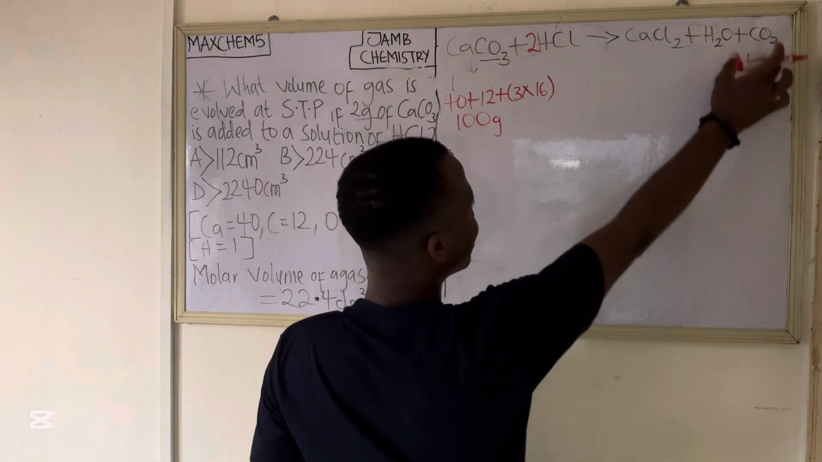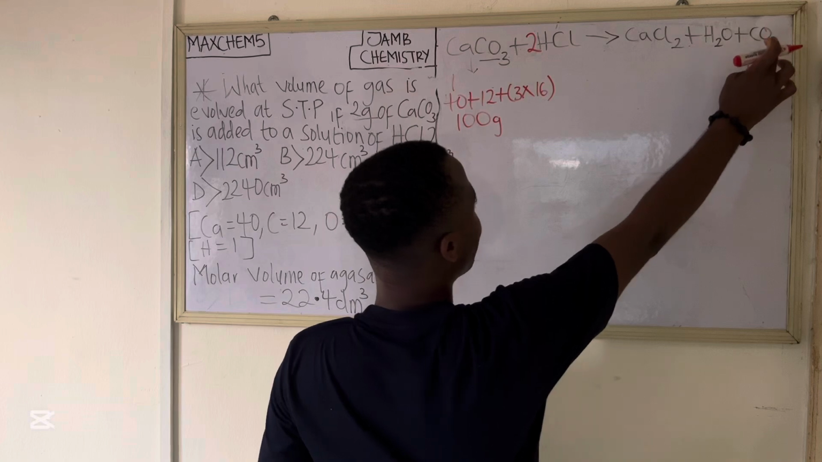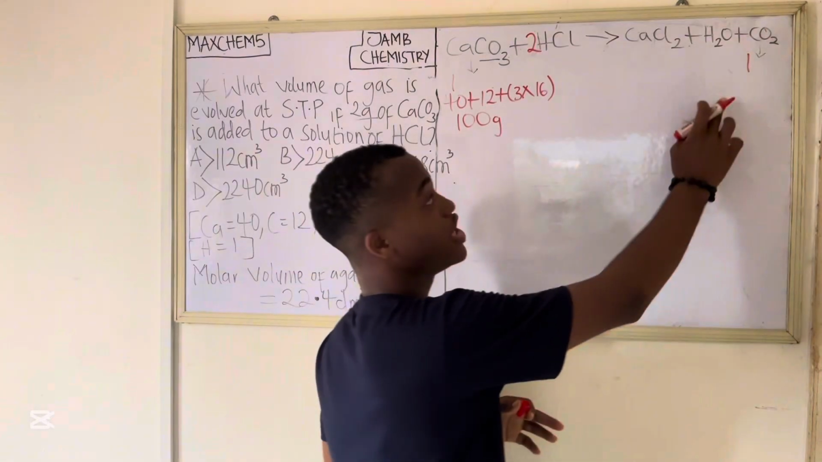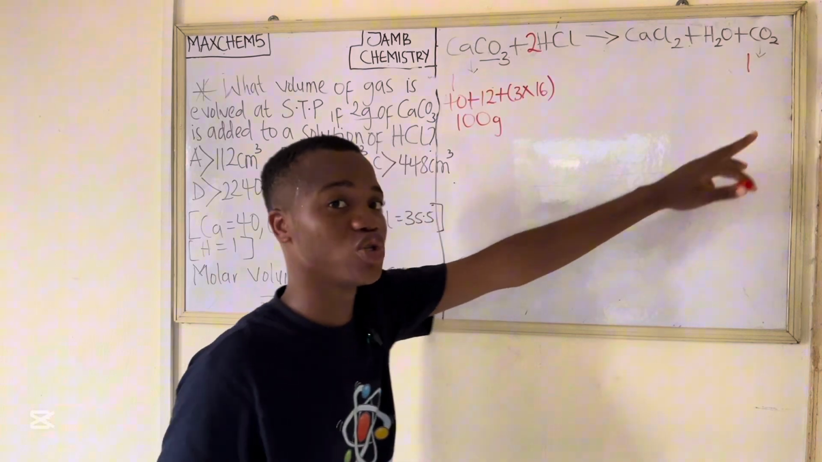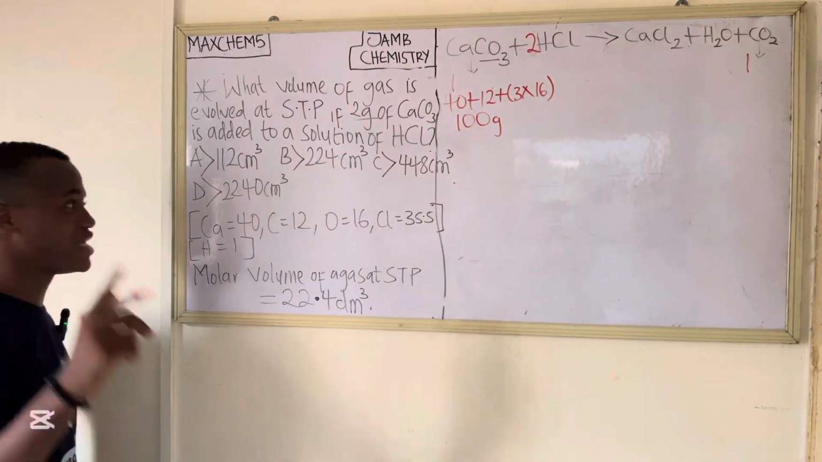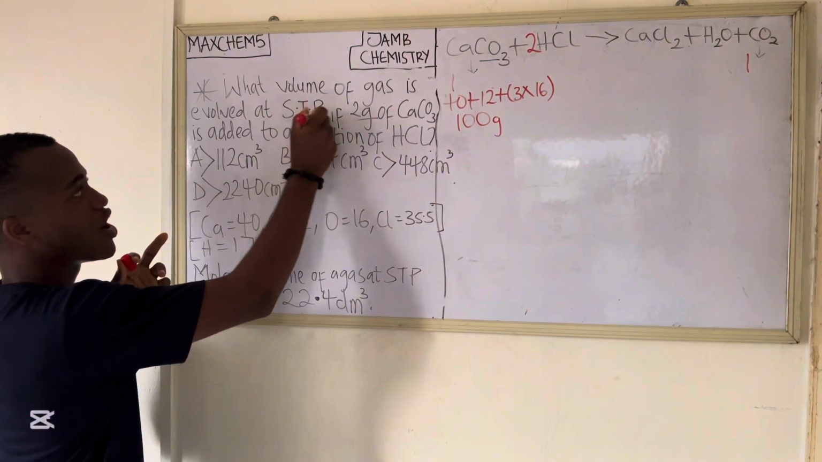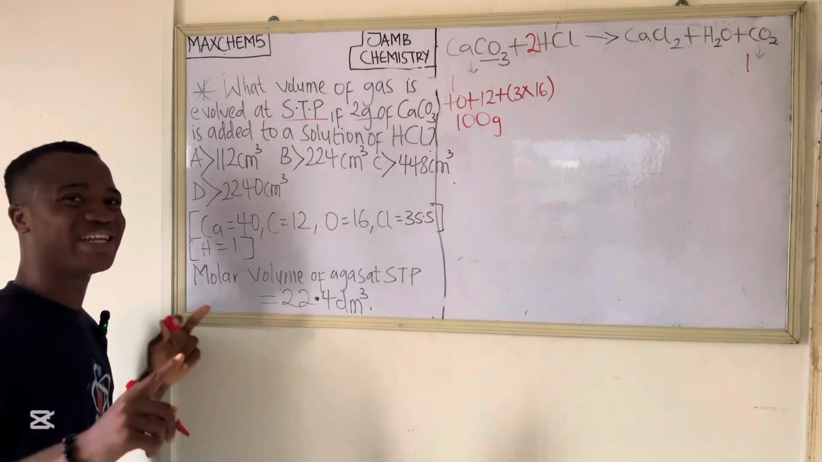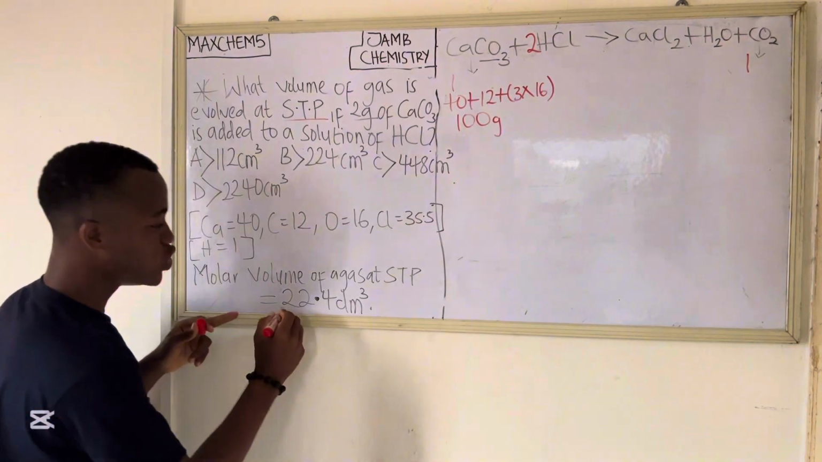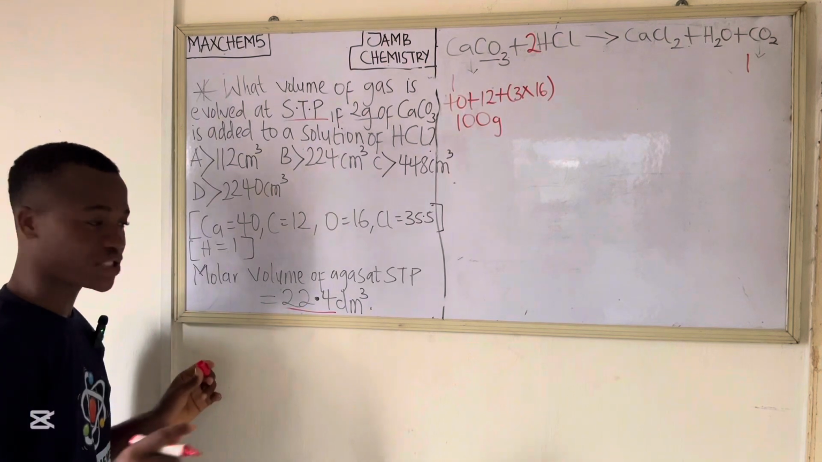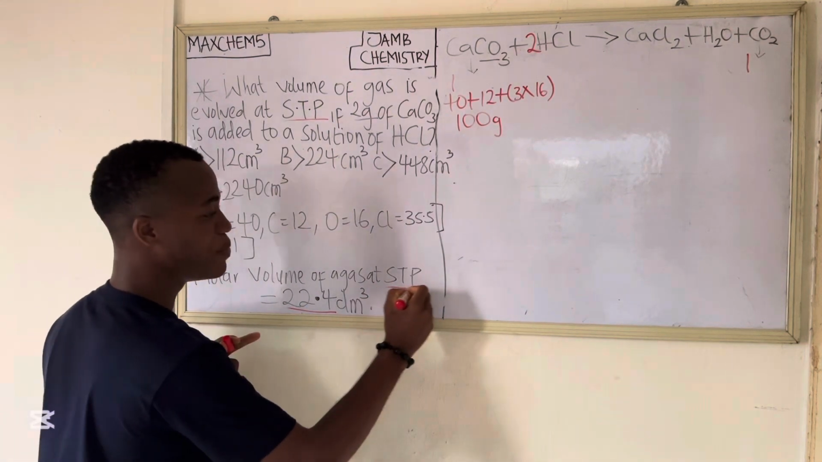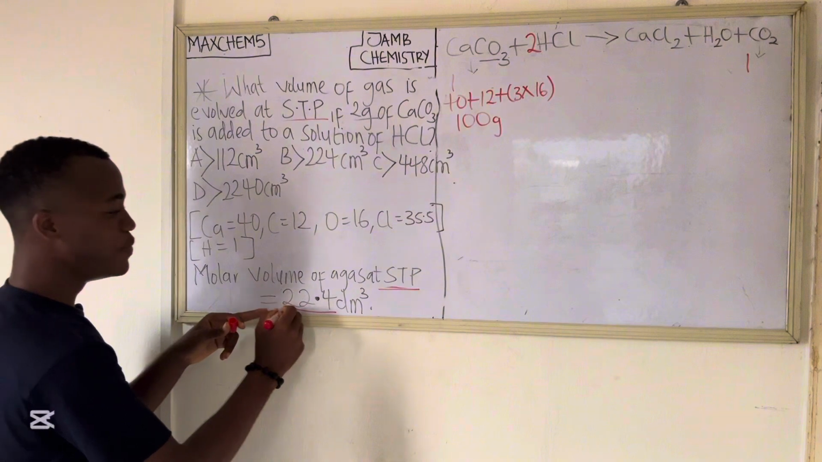And here we need to write the volume in relation to carbon IV oxide. We only have 1 mole of carbon IV oxide here, which is CO2. According to Avogadro's law, 1 mole of all gases at STP, standard temperature and pressure, occupy the same volume, and that volume is 22.4 dm3. We'll call that volume the molar volume of all gases. So all gases at standard temperature and pressure will always occupy the same volume, right?